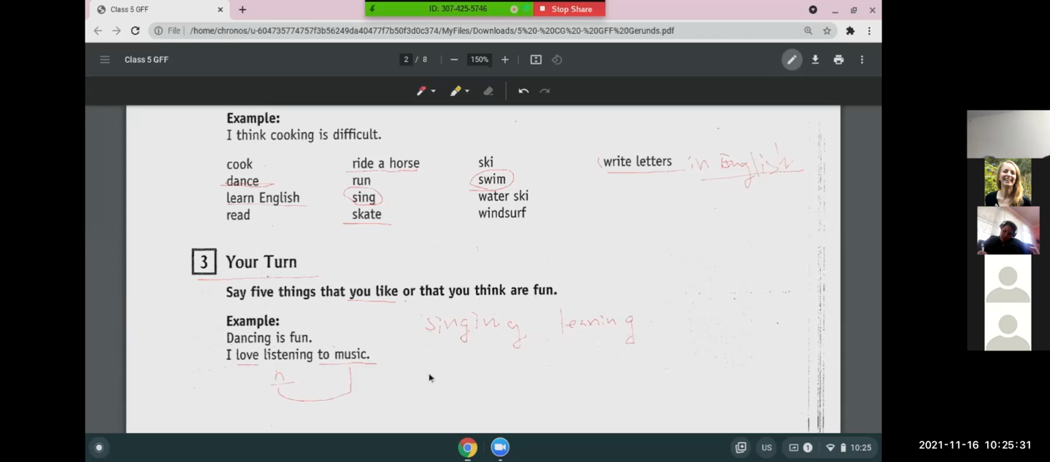So everything is a noun to us. I'm really confused, but everything looks like a noun. Okay. All gerunds are nouns, yes.